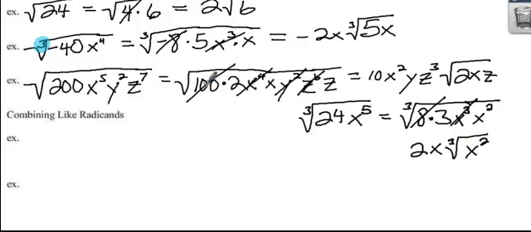You know, one other thing I want to mention, with this 200 here, if you would have accidentally split that up into 4 times 50, then the 4 would have come out. You would have gotten 2 root 50. And you could have still got the problem right. You would have just had to keep going and do 25 times 2 next. So always be aware that if you don't get the largest perfect square right away, it's no big deal. You just have to do it in 2 steps.